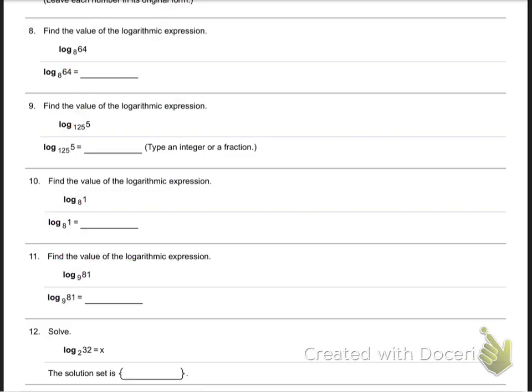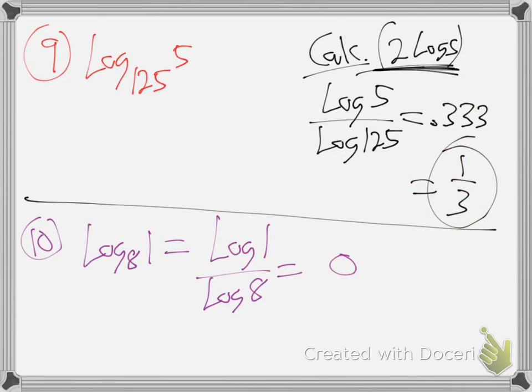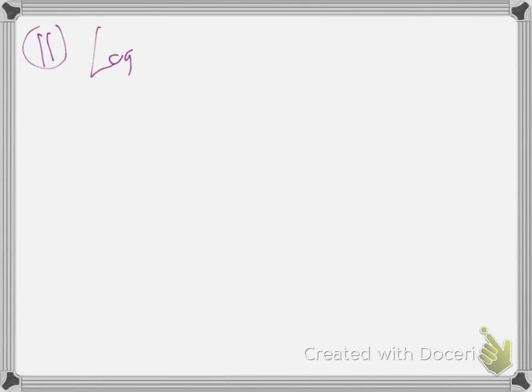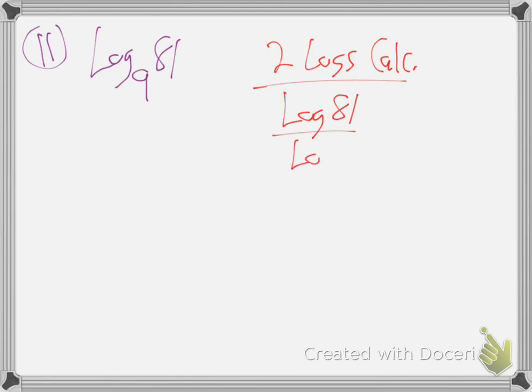Questions? Number 11, log base 9 of 81. Try that one. Yeah, that's a 9. Make it a little neater here. Log base 9 of 81. So again, make it 2 logs. Top goes top, bottom goes bottom. On the calculator, it comes out 2 again, huh? Guys able to get that?